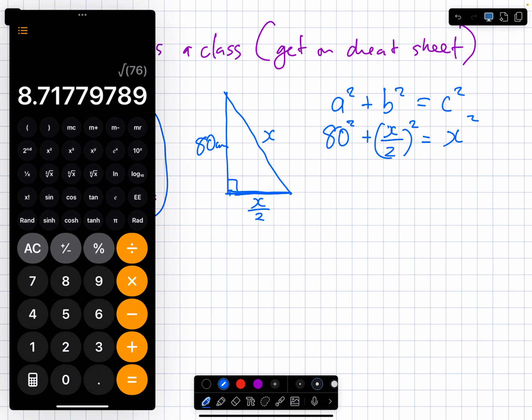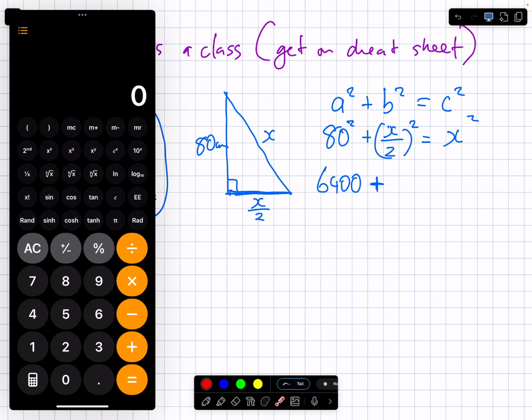So is there anything stopping me working out what 80 squared is? 80 squared is 6,400. If you need to get this again, how does that power affect the fraction? It spreads to the top and it spreads to the bottom. So the top is going to be x squared. The bottom is going to be 2 squared. What is 2 squared? 4. See how it's cleaning up now?